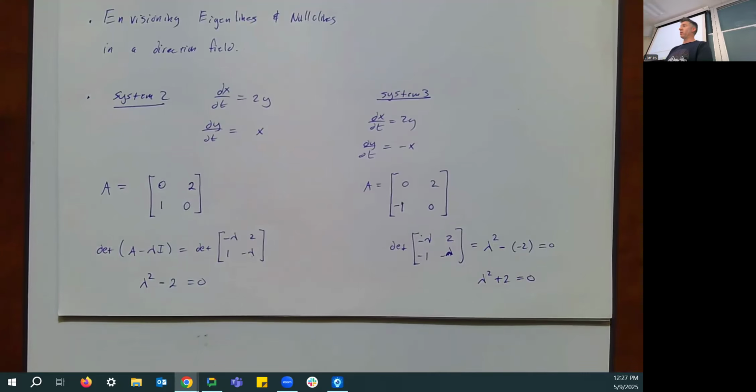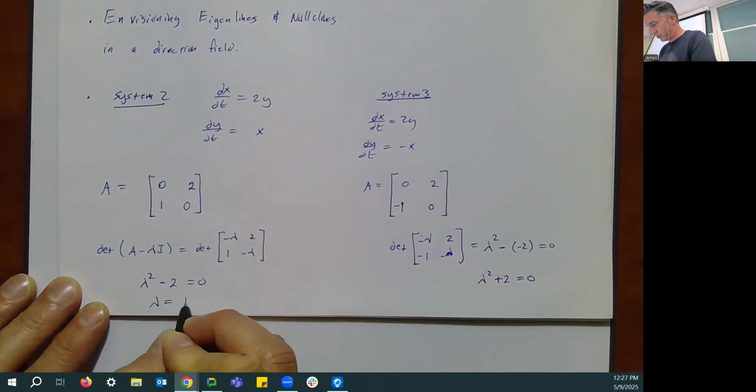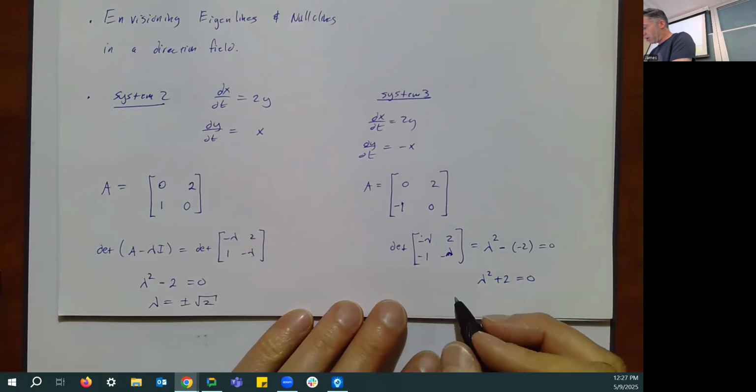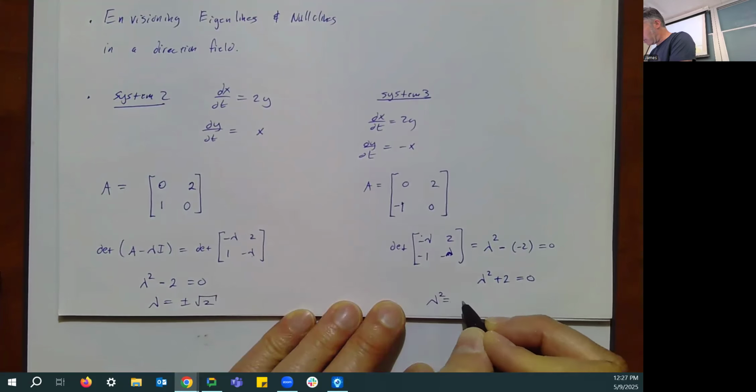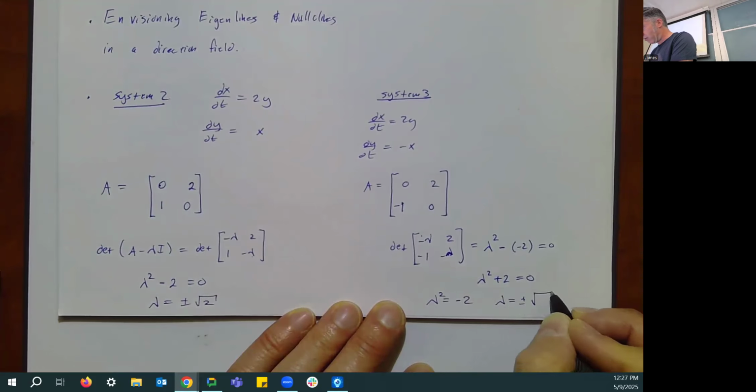One of these equations has real eigenvalues. One of these equations has imaginary eigenvalues. The first equation has the real ones. So here you're going to get lambda equal to plus or minus the square root of 2. Whereas here, you're going to get lambda squared equal to negative 2, which means lambda is going to equal plus or minus the square root of negative 2, which is an imaginary eigenvalue.